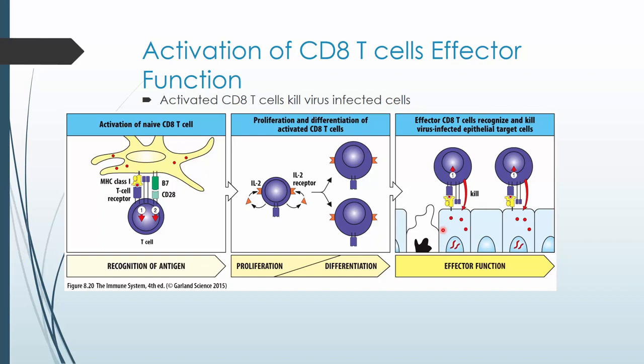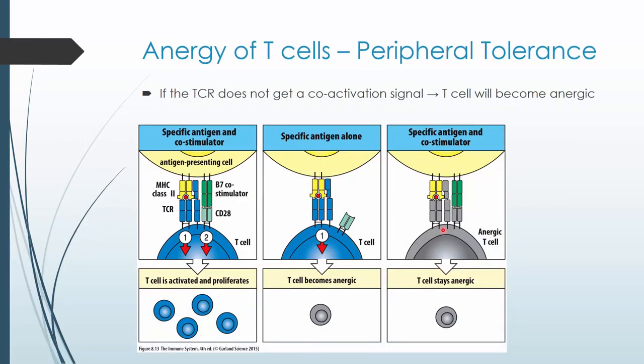All right, time to talk about something called peripheral tolerance. We talked about central tolerance with negative selection. Now we're going to talk about peripheral tolerance. So peripheral tolerance is where if you have a T cell that interacts with a T cell receptor but does not interact with its second co-activation signal, that T cell becomes anergic.